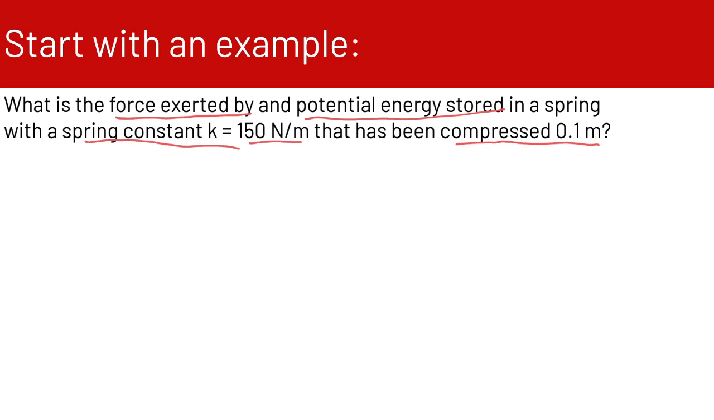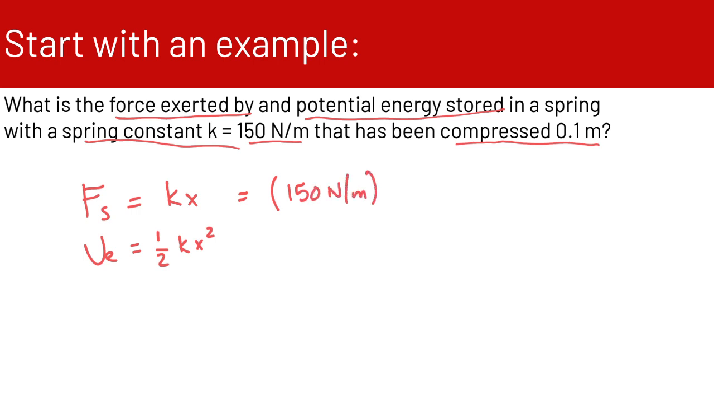Okay, so now we have all the information we need to answer this question. First we want to figure out the force. Spring force, again, is equal to k times x. And we want to figure out the potential energy stored. U sub E is equal to 1/2 k times x squared. First, let's figure out the force. Our k is equal to 150 newtons per meter, and our x is 0.1 meters.